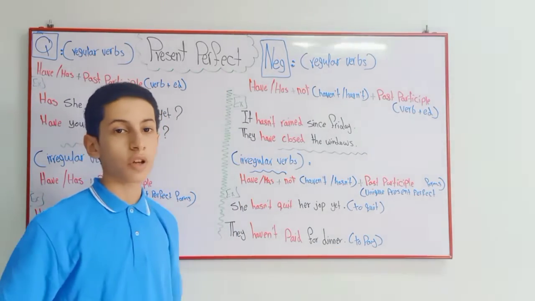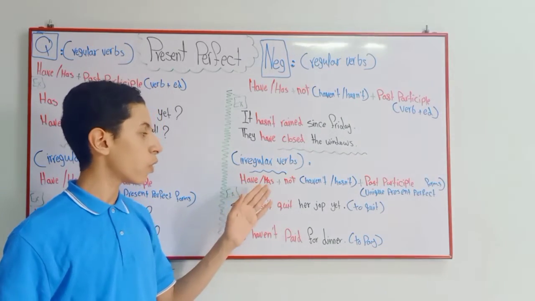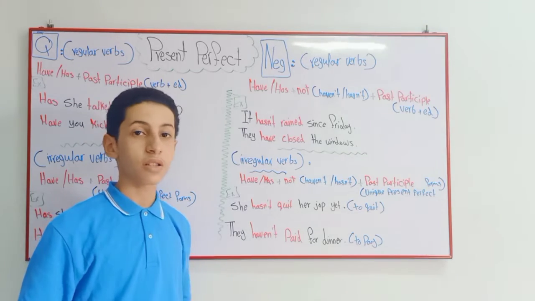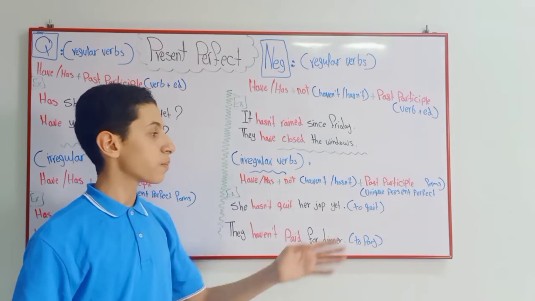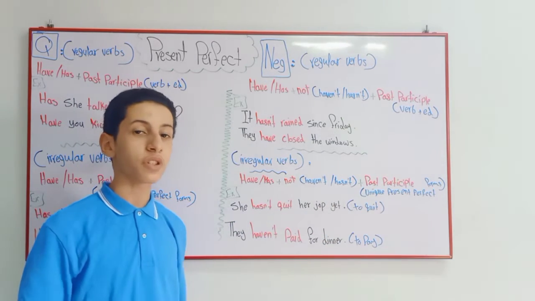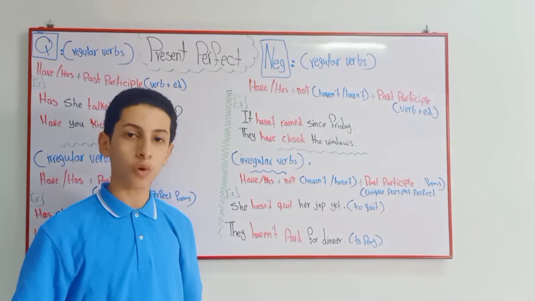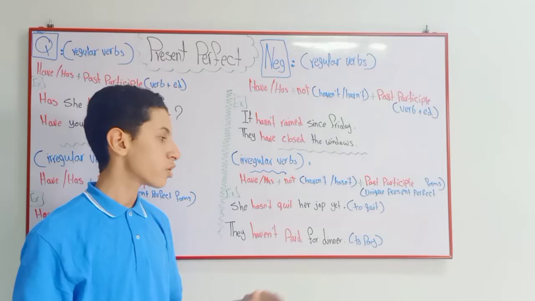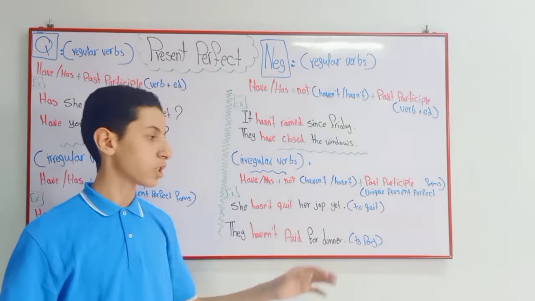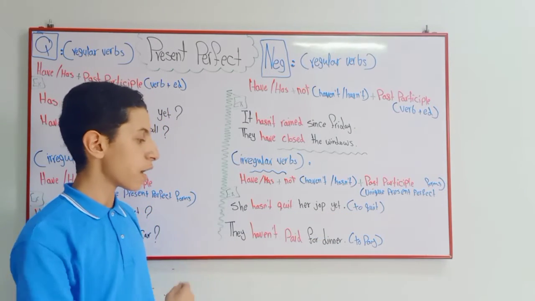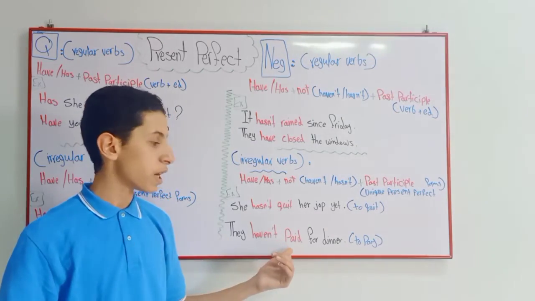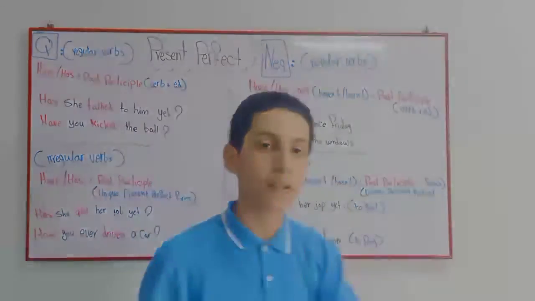With irregular verbs, we put have or has plus not, which we can contract into hasn't or haven't, plus the past participle, which has a unique present perfect form. For example, she hasn't quit her job yet. The infinitive form of quit is to quit. They haven't paid for dinner. The infinitive form of paid is to pay.